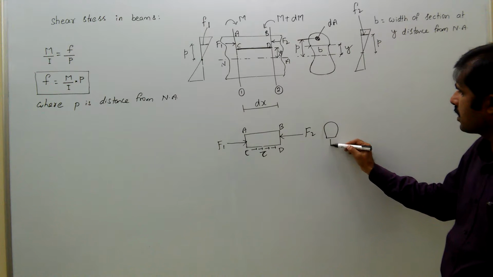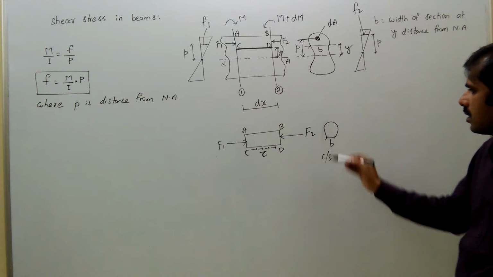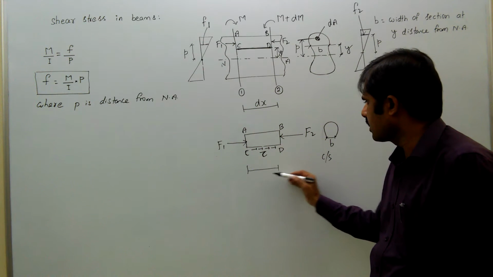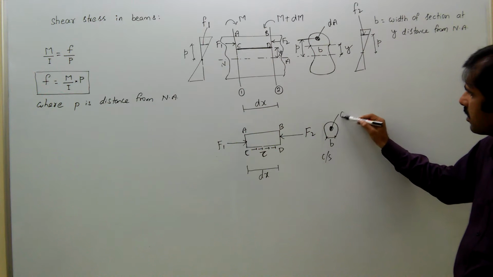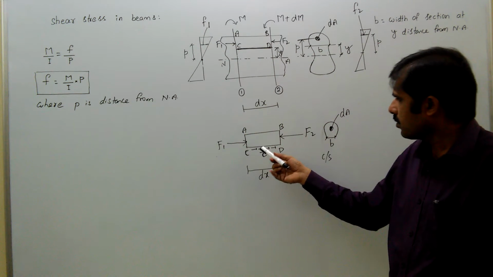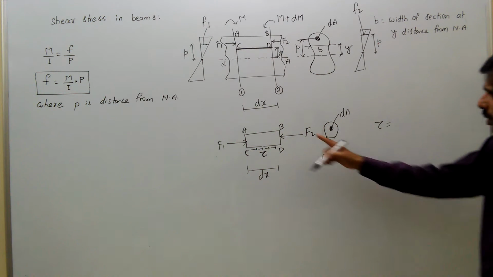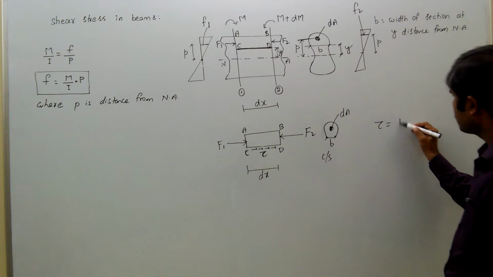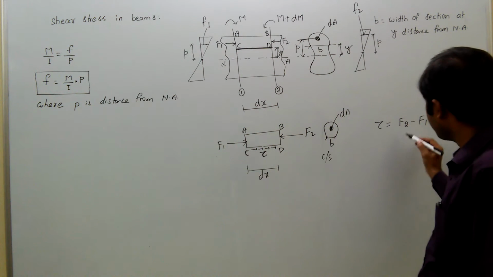This width is b here. Cross section. Now this distance is dx. This is the differential area dA. Now to find tau, tau is nothing but tau equal to F2 minus F1, the difference of force, divided by area.